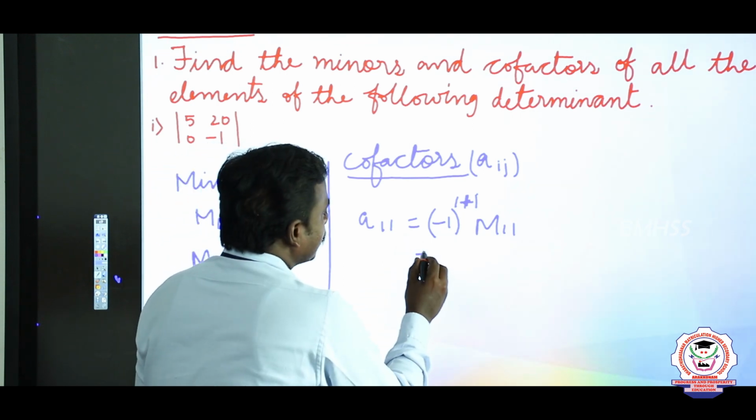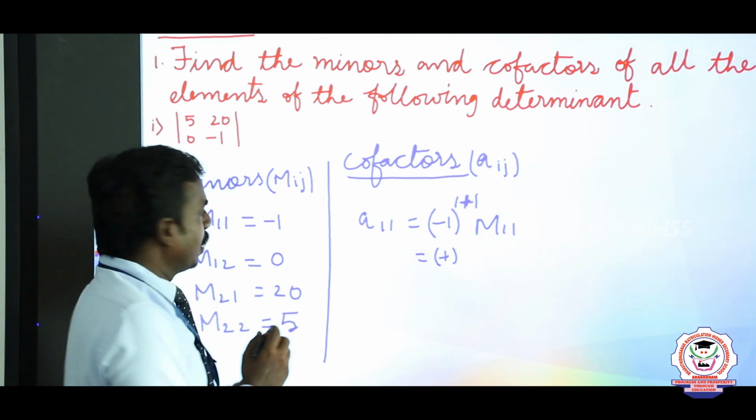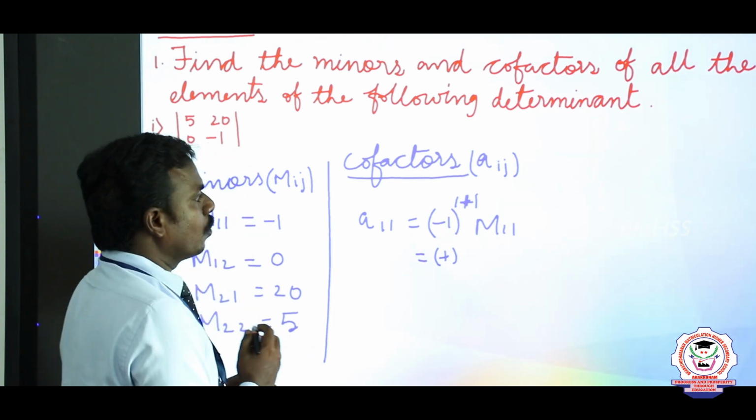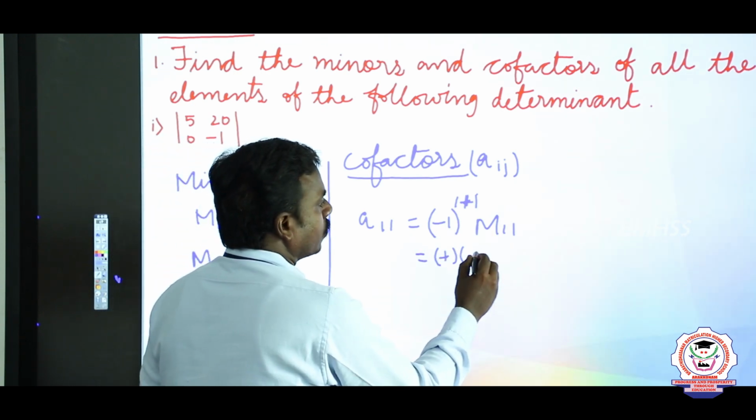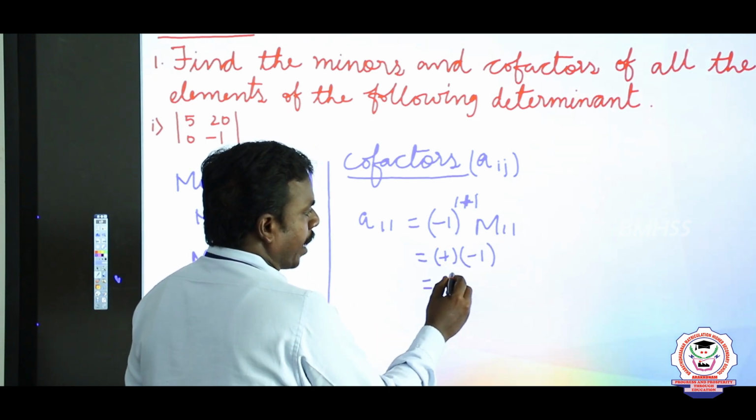So plus into M11 value. What is the minor value? Minus 1 into minus 1. So minus into plus, minus again should come. So minus 1.